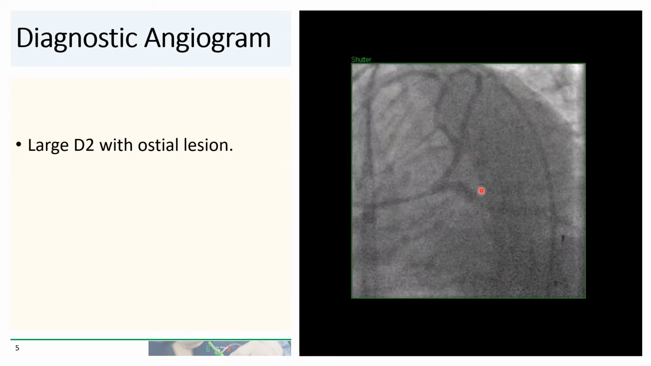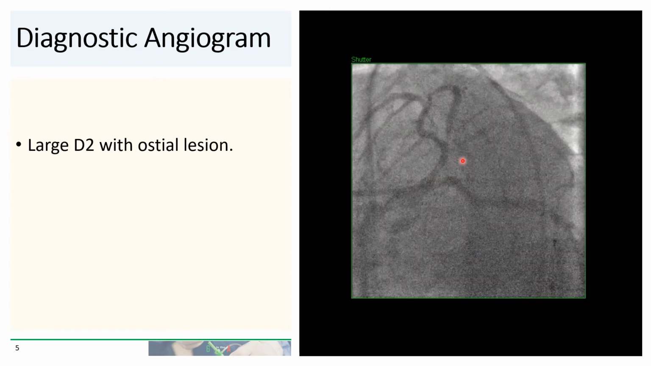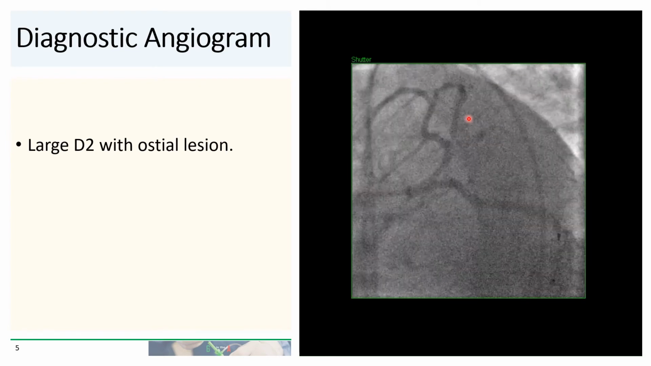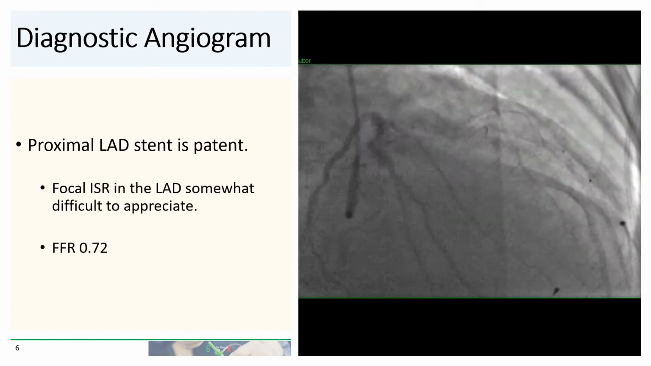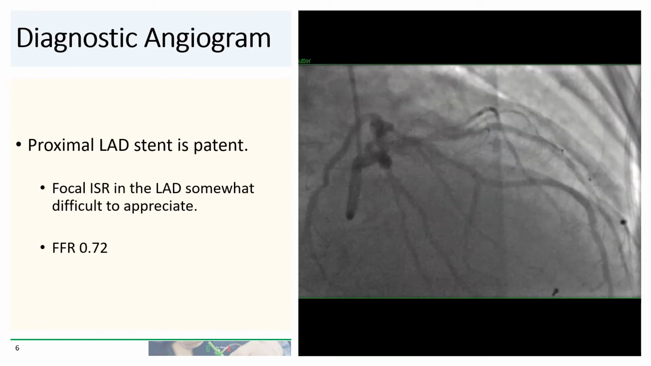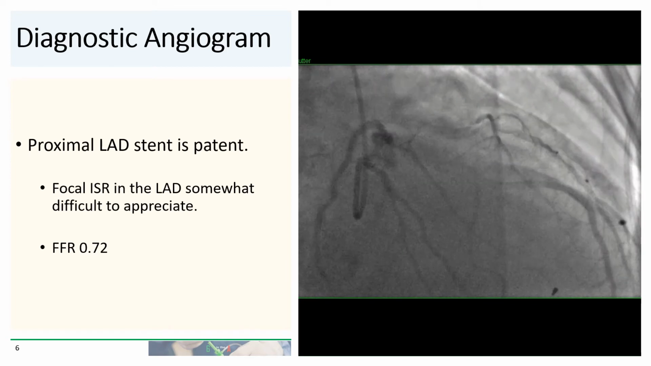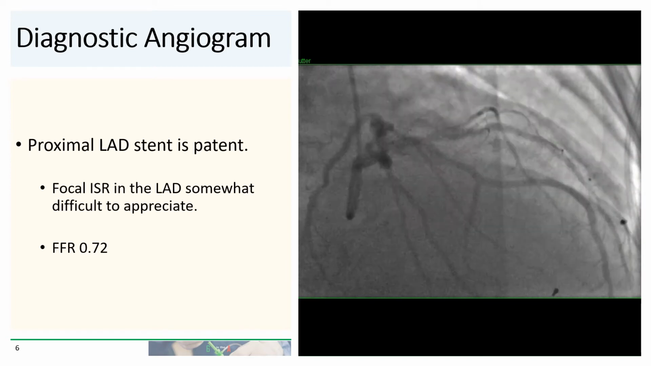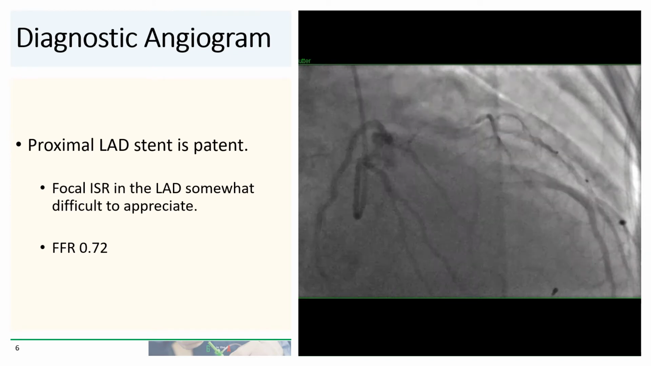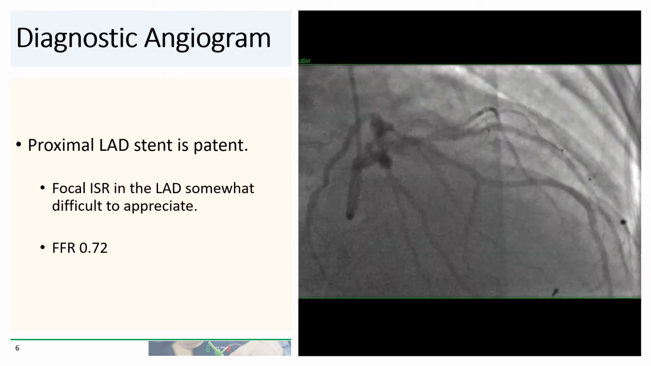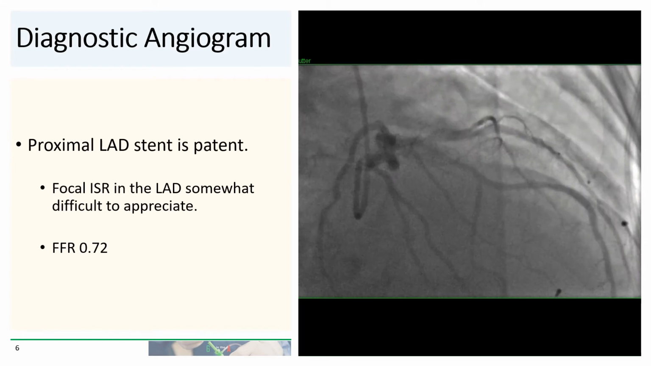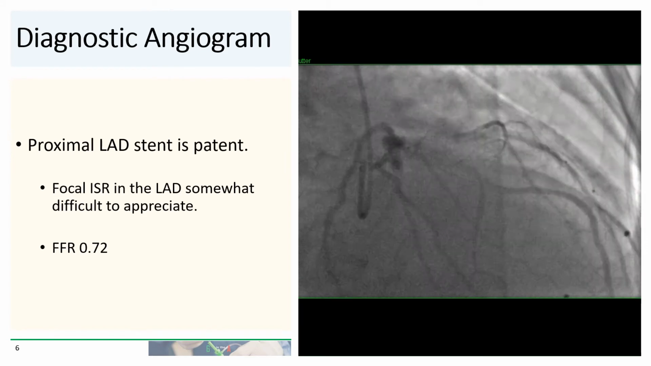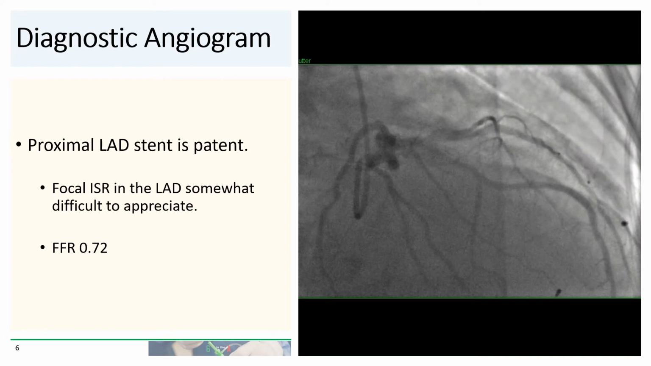In the spider view, you can see that there is a D1 and a D2, with the D2 being larger with an ostial lesion. The stent in the proximal LAD is patent. Again, there's a suggestion of focal in-stent restenosis, which was difficult to appreciate in this morbidly obese gentleman. We therefore performed fractional flow reserve measurement, and the FFR value of 0.72 suggested that the lesion was in fact significant.